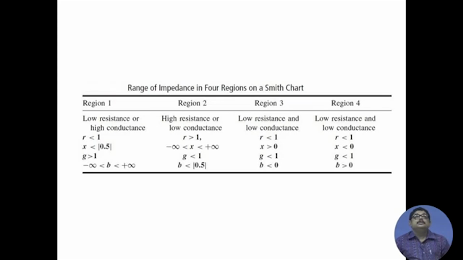Let us proceed. Here we have seen these 4 regions on the Smith chart, region 1, region 2, and so on. In region 1, we have R, meaning R bar, less than 1, and X is X bar, etc. So, that is the low resistance part; region 2 is the high resistance part; region 3 is low resistance as well as low conductance, and region 4 is low resistance and low conductance. So, based on that, these are the 4 regions.